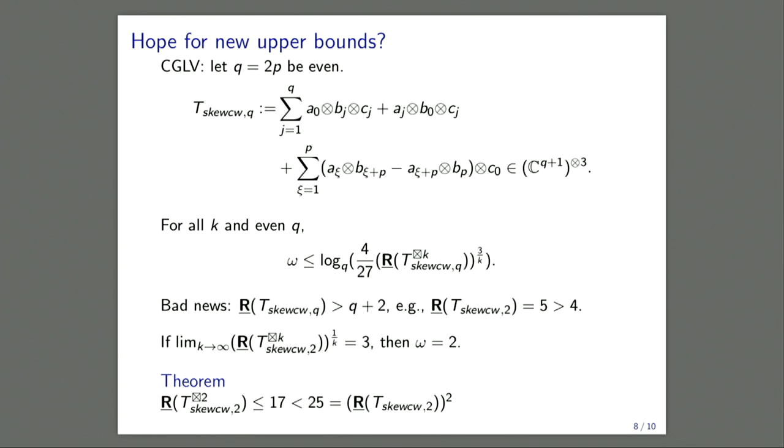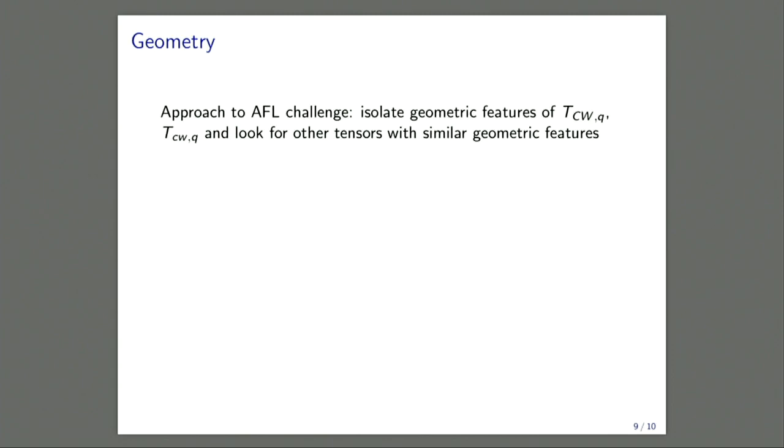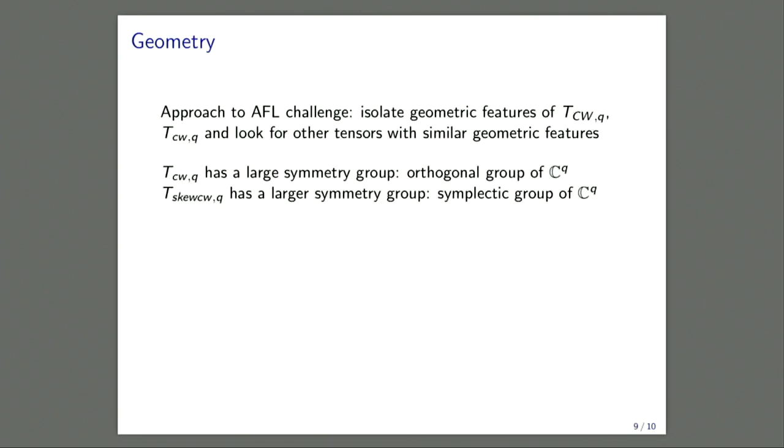So now let me tell you where this thing came from and why we have high hopes for it from geometry. Our approach to this challenge, to find new tensors for Strassen's laser method, was to study these tensors not as combinatorial objects, but as geometric objects, and look for other tensors with similar geometric features. An interesting feature of all the Coppersmith-Vinograd tensors is that they have a large symmetry group. The orthogonal group, the group of rotations, is the symmetry group for the little Coppersmith-Vinograd. This new tensor has a bigger symmetry group. What's bigger than the orthogonal group is the symplectic group. The group preserving a skew-symmetric form is bigger than the group preserving a symmetric form. This is how we found it from geometry, and this is what makes us hopeful that when we take its powers, it will give us interesting results.